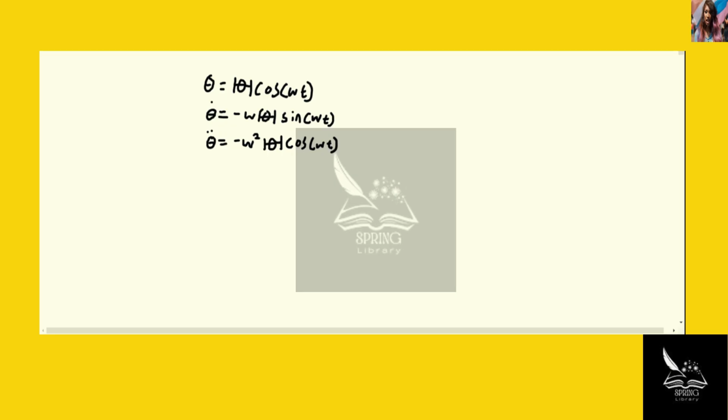Cool, so that's the first part of the question, just finding these general expressions. The next part of the question wants us to look at the case that theta equals the amplitude, capital theta. In that case, we can tell just by looking at that top equation that the cosine of omega t has to be equal to 1. In the case when the cosine of omega t is equal to 1, we know that the sine of omega t is going to be equal to 0.